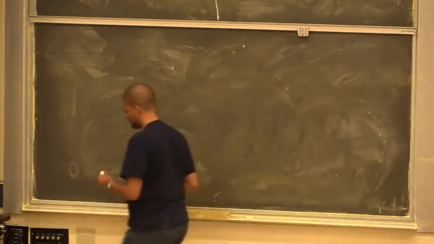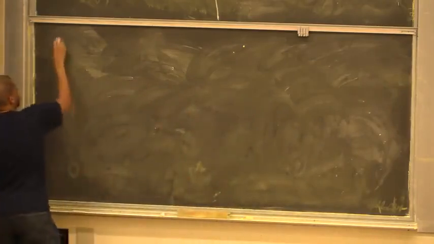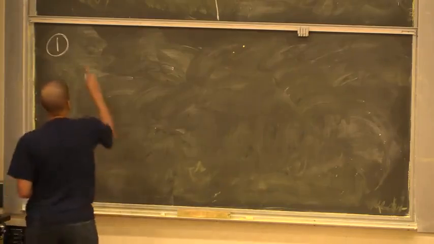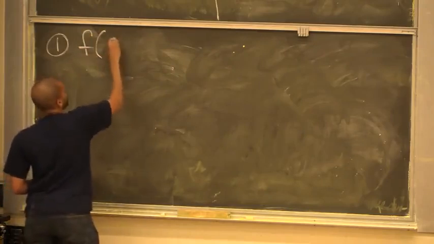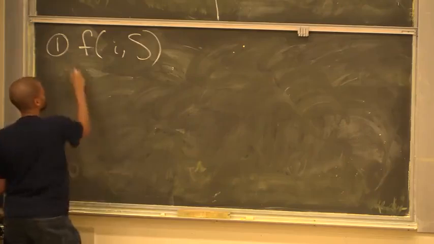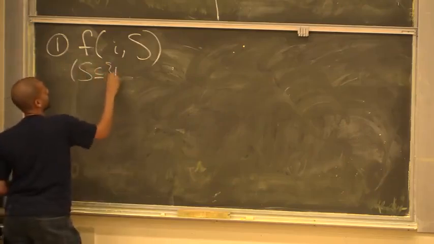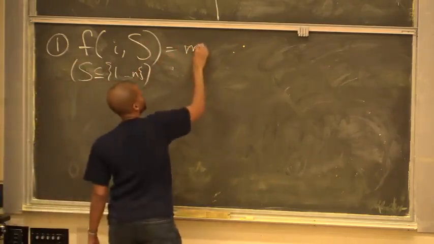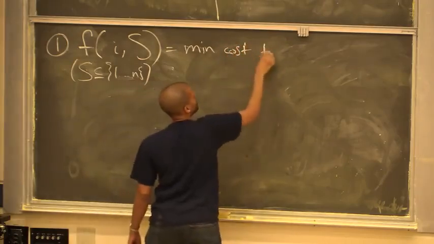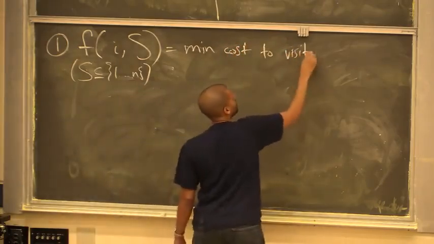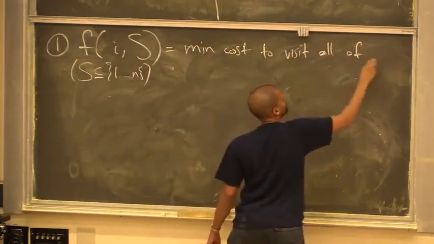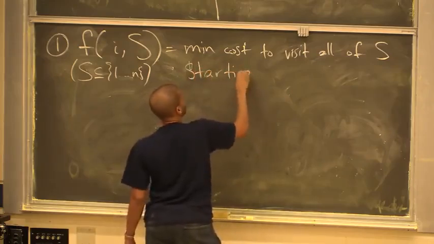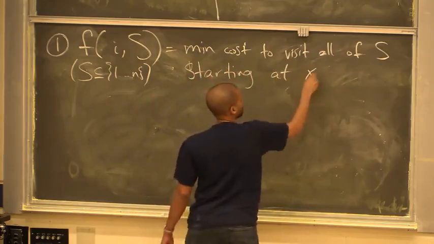So how are we going to do that? First, again, define the function f and ask ourselves what we're going to call it with. So define f of i comma S, where capital S is a subset of 1 up to n, equal to the min cost to visit all of S starting at i, or at x_i.